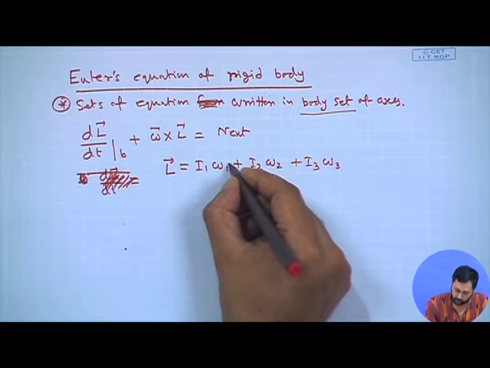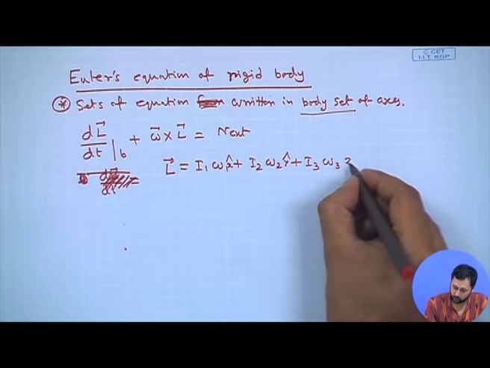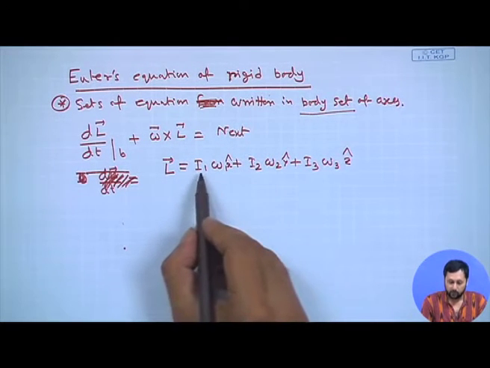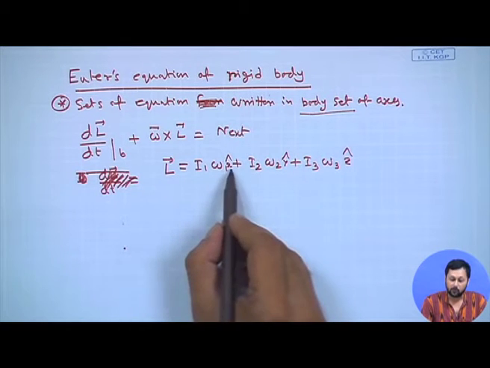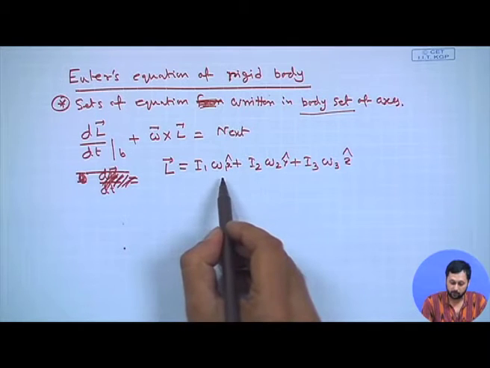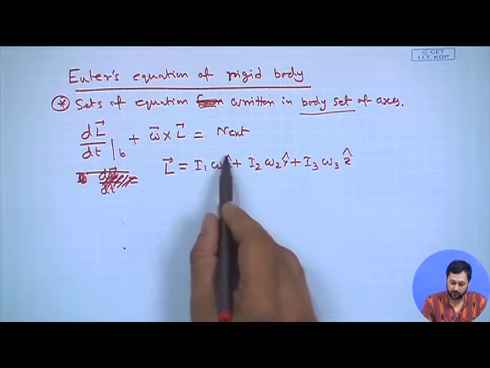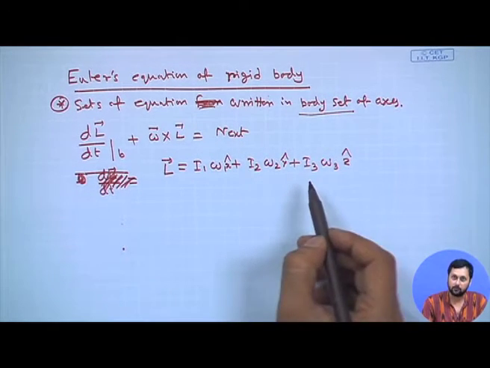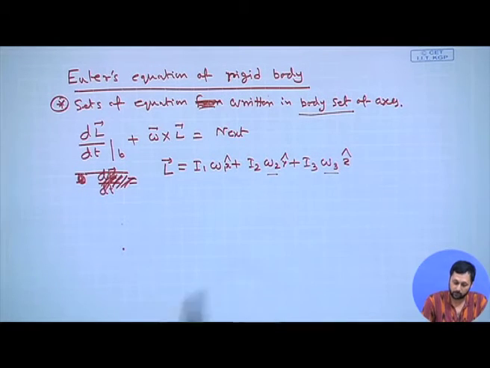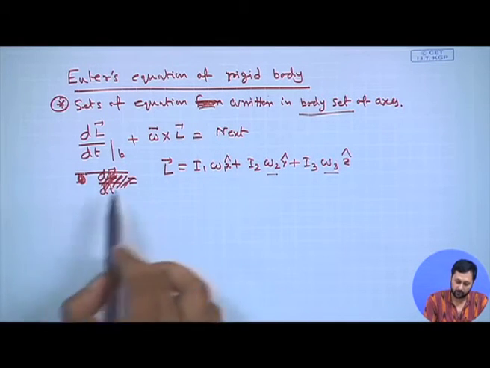So there will be x cap, y cap and z cap. That means for each of these orientations, the x component of angular momentum is purely a function of the x rotation, the y component is purely a function of the y rotation, and the z component is purely a function of the z rotation. So we are killing all the cross terms in this calculation.